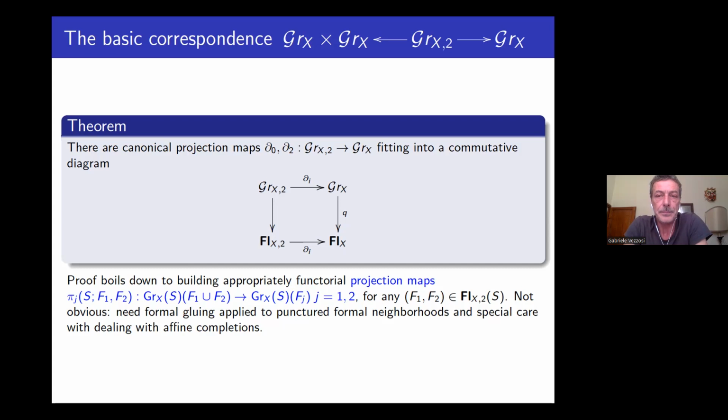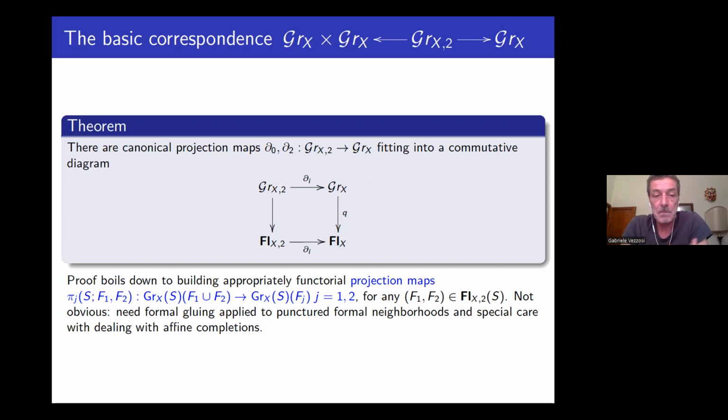And the point is that it's not clear that it exists. There exist two maps, delta 0 and delta 2, from GR X2, defined as the pullback using the union, so that using D1, delta 1, to GR of X, such that this diagram commutes. But the fact is that there is a commutative diagram like this, and the proof boils down to building, up to functoriality, projection maps from the Grassmannian of the union of two flags to the Grassmannian of the constituent flags.